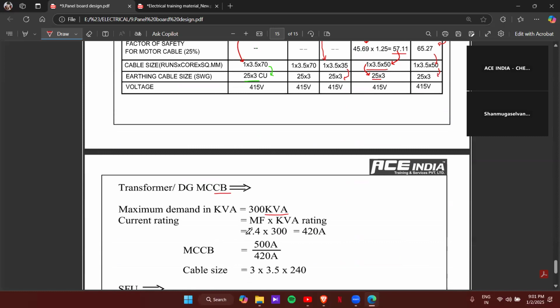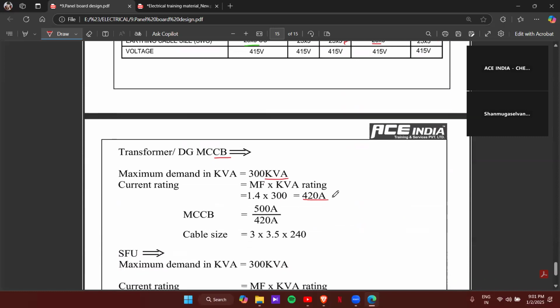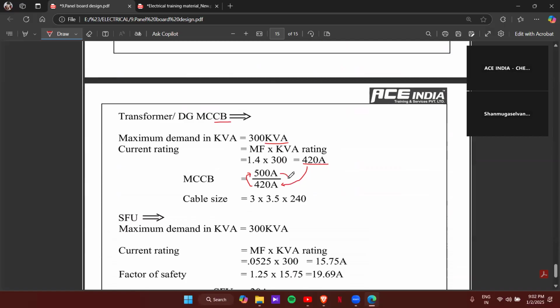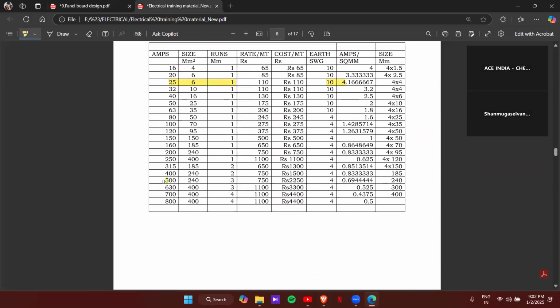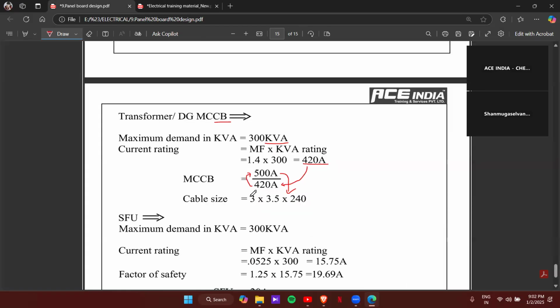So 300 into the multiplication factor will get what? 420 ampere. So 420 ampere will be considered as the set value. Again, you can take 425 or 430. Then after 420, the next available rating will be the switch value. Based on 500 ampere, you have to choose the cable size here. This 500 ampere is given here. So runs is 3, and the cross-sectional area is 240 mm square, and the core, obviously since it's more than 50, is 3.5 core.